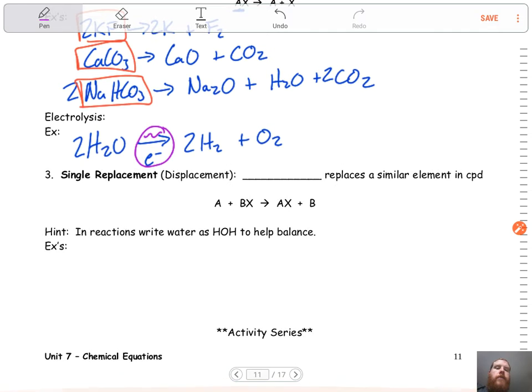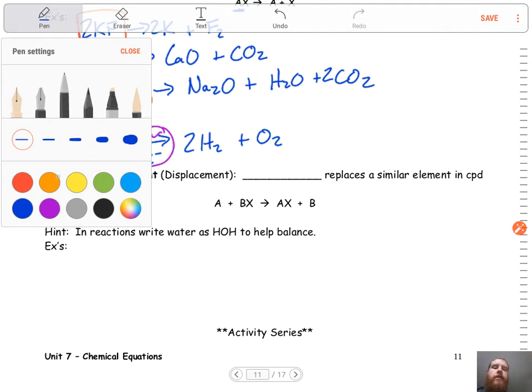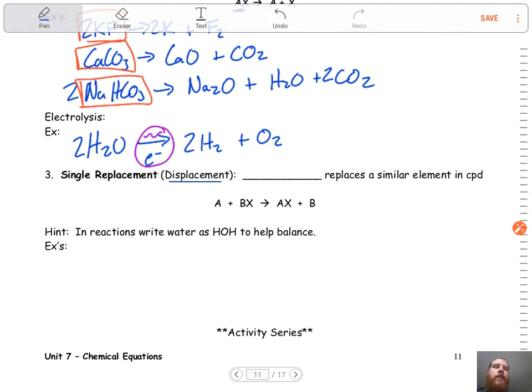Now we'll get into the replacement types of reactions. The first one is a single replacement. Sometimes you'll see it called displacement, means the same thing. This is where you have one element, an element by itself, replacing a similar element in the compound. The thing you want to remember here, guys, is like replaces like.